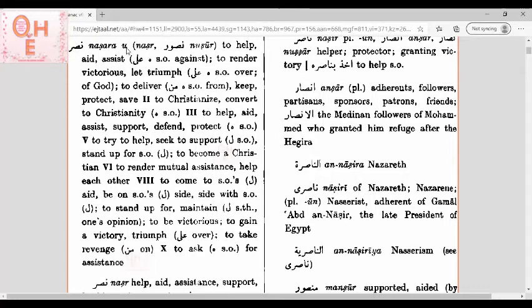Okay, next to the vowel, you will see something in the parenthesis. It's called masdar. This is the verbal noun. We're going to learn it later, inshallah. And right after the verbal noun, you will see the base meaning. This is the base meaning, to help. So for the root letters Noon, Sod, Ra, the base meaning is to help.